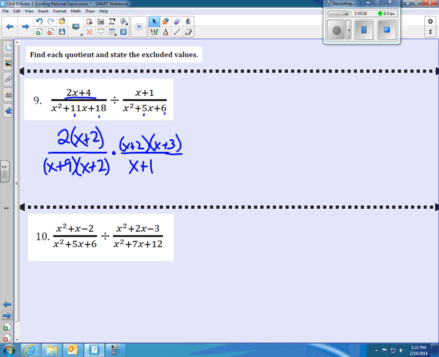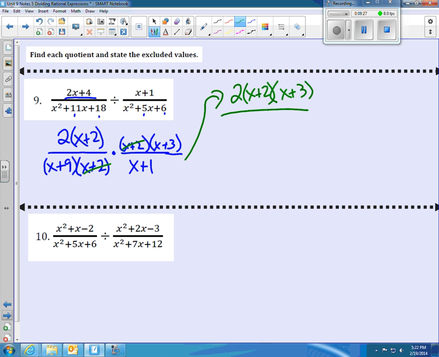Okay, let's cancel out what we can. My x plus 2's. I can cancel out nothing else. Well, shoot. That didn't work out very nicely for us. But hey, it's okay. We're left with x plus 2 and x plus 3 on the top. In the bottom, we're left with an x plus 9 and an x plus 1.